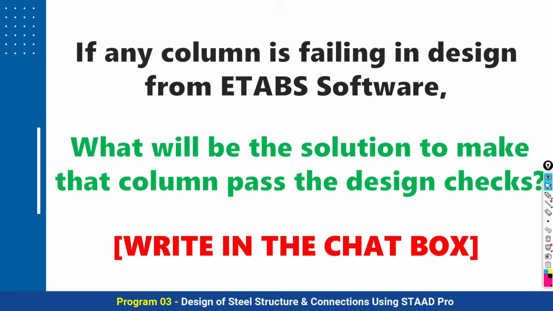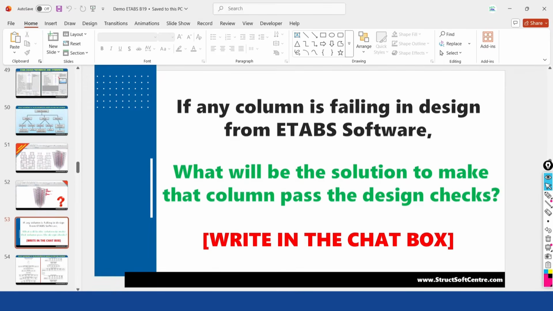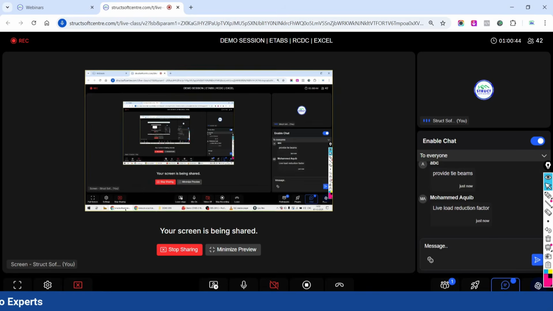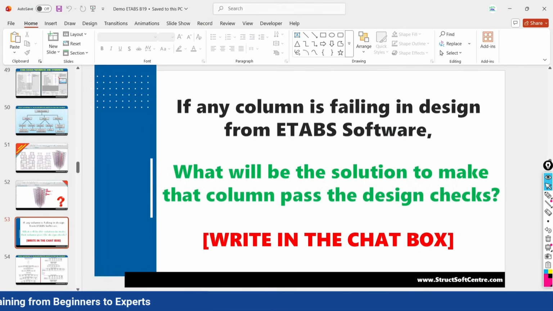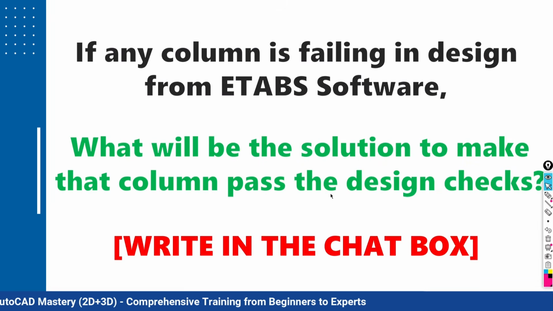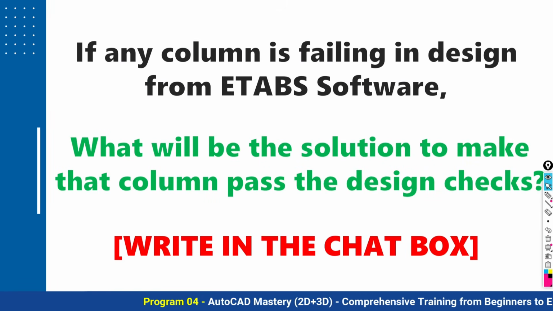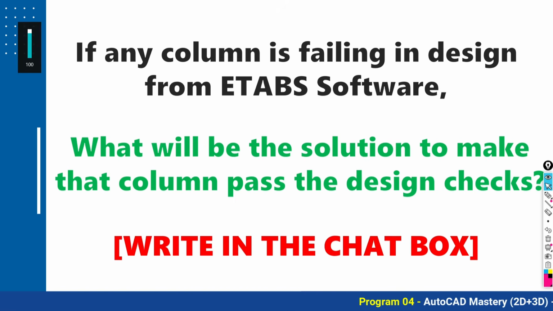Tell me what to do, fast. What to do? If my member is failing, to pass that failed member, what to do? Just write in the chat box, please, fast. What should I do? Please tell me. Okay, I'm expecting the answer from all of you, but I'm not getting it.